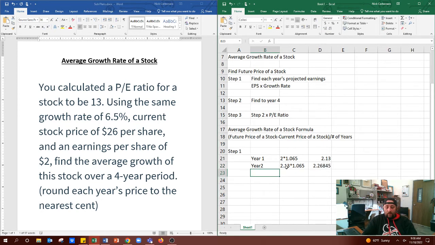So now we have our number for year 2, and we go 2.13 times 1.065. And see, now we have to round that. So what would year 3 be? Exactly. Year 3 would be 2.27 because you have to round to the nearest cent. 6 and 8 you have to round up, times 1.065. And to calculate that, we would go 2.27 times 1.065. Again, 2.417, so we go over here, year number 4, 2.417, so we round up, 2.42 times 1.065.